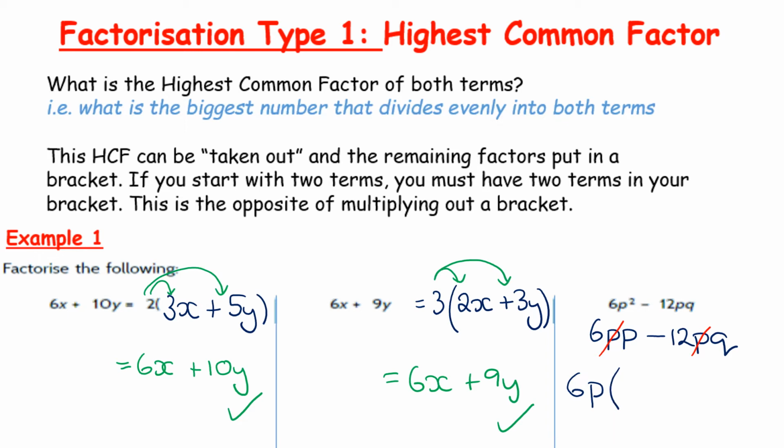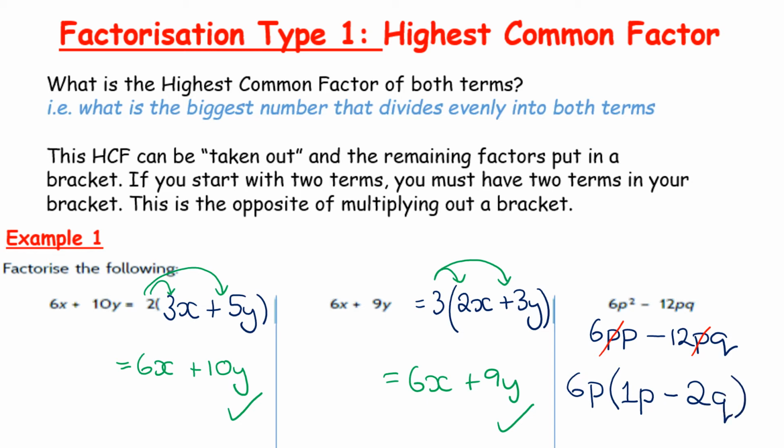Then when I go to write what's in the bracket, I look at my 6p squared, but I focus on the number. So 6 divided by 6 is 1. You don't have to write the 1. You can write the 1. That's absolutely fine. And there's a letter P left, a P that we didn't cross off. Minus 12 divided by 6 gives me 2. And then there's a Q left.